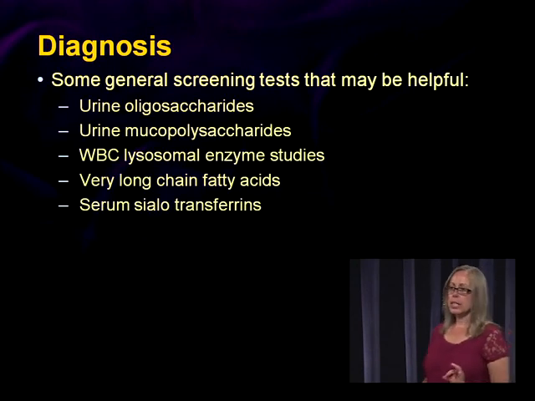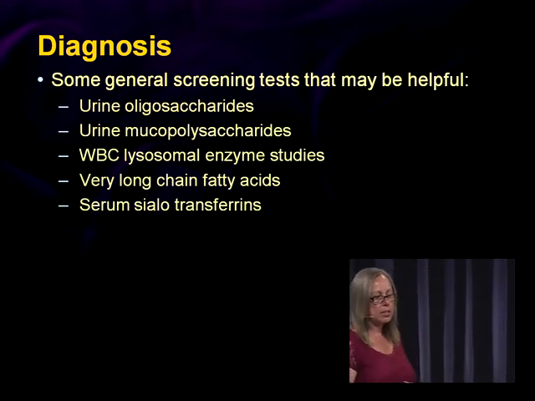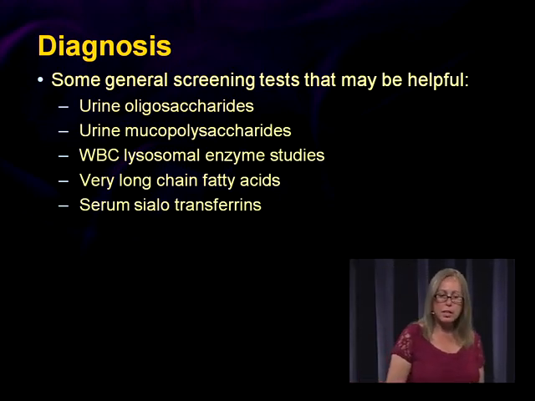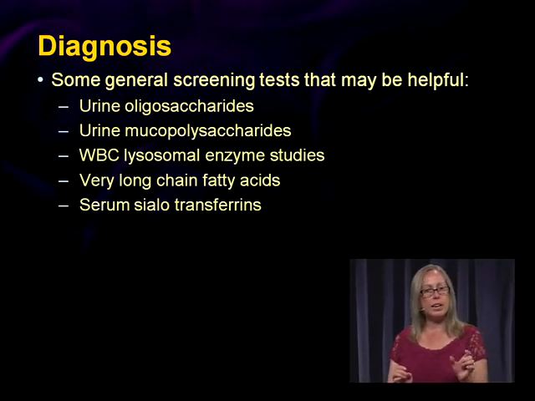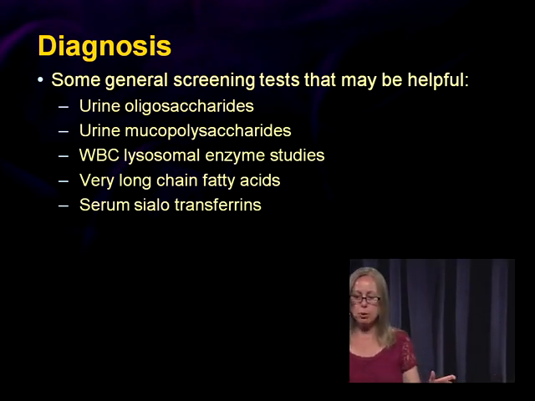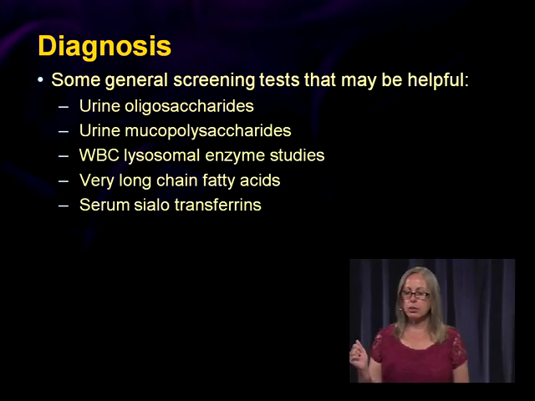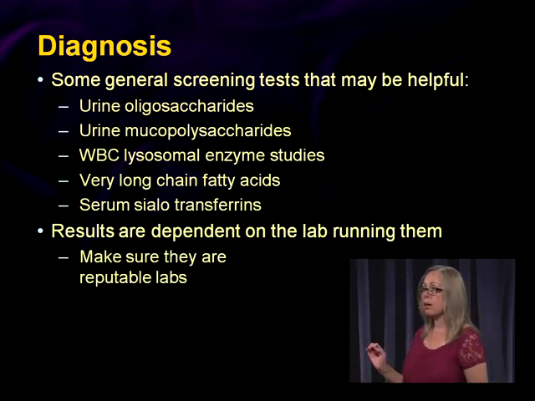Some general screening tests that can be helpful: urine oligosaccharides, urine mucopolysaccharides, lysosomal enzyme studies, very long-chain fatty acids, which are different than an acylcarnitine profile. You're looking at fatty acids that are even longer than what you get on an acylcarnitine profile. And serum sialotransferins.